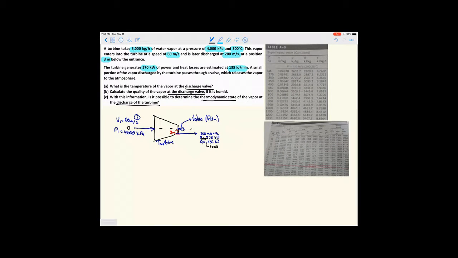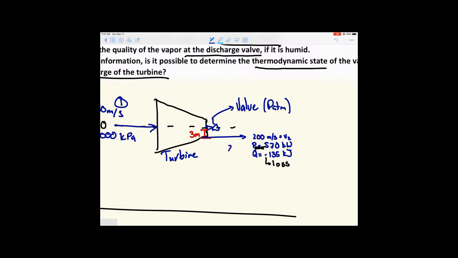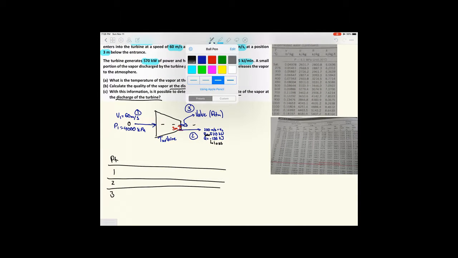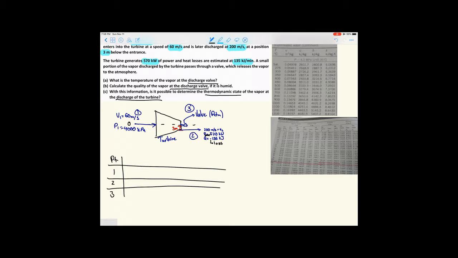The easiest way to solve a problem like this one is to set up a table which looks as follows, where you outline the points at which you're observing. Our first point will be the entrance of the water vapor, our second one will be the discharge, and our third one will be where we're looking at the valve. At each of these points, we're interested in knowing the pressure, the temperature, and the enthalpy, as well as finally the thermodynamic state.